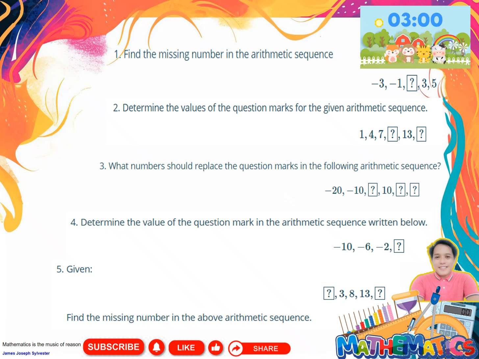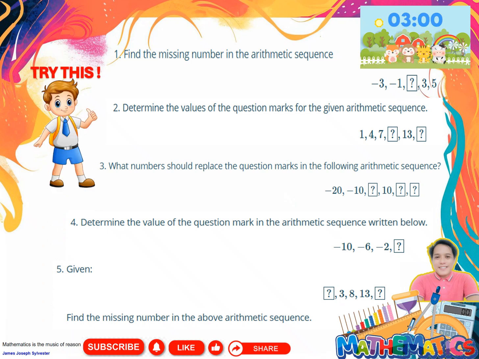Okay, next. I give them problems to use the explicit formula or maybe the methods that we discussed a while ago. The first one is find the missing number in arithmetic sequence. Determine the values of the question marks for the given arithmetic sequence. What number should replace the question marks in the following arithmetic sequence? Determine the value of the question mark in the arithmetic sequence written below. And given, find the missing number in the above arithmetic sequence.